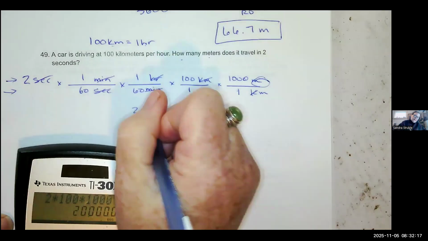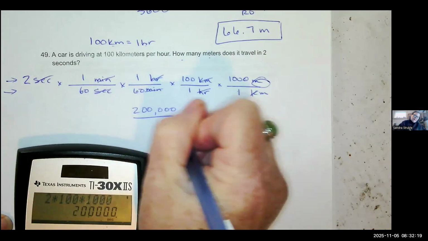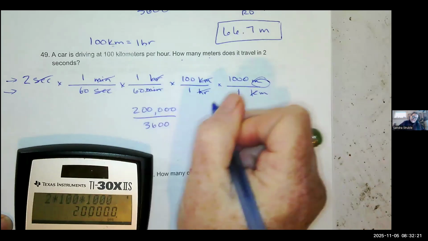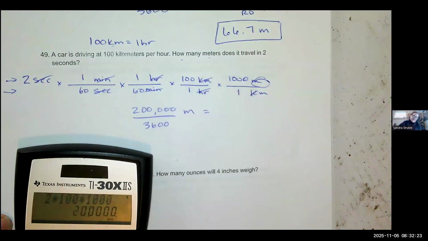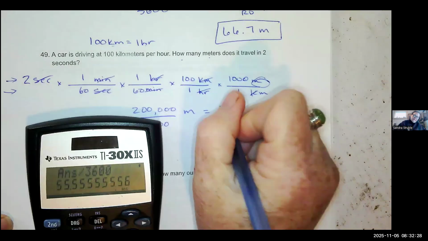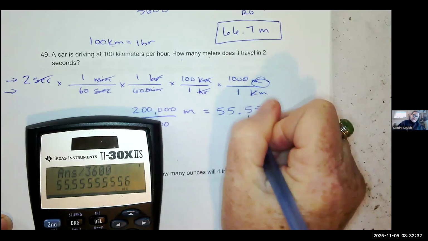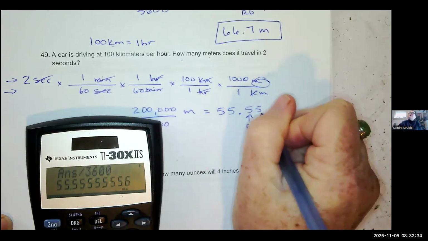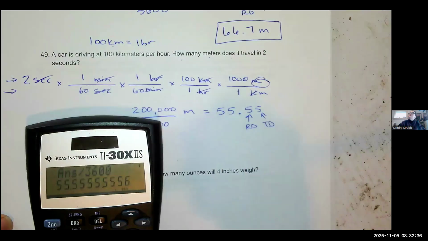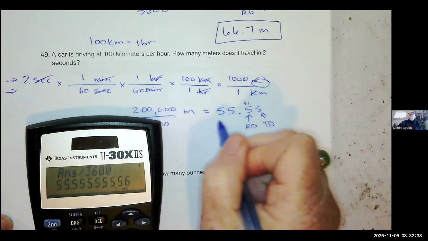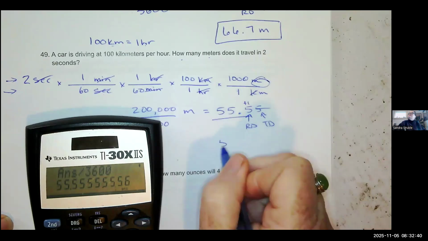divided by 3,600 again, and this is meters, is 55. We're going to round to the 10th place again. There's my rounding digit. There's my test digit. My test digit is 5, so I'm going to be adding 1 to my rounding digit. So 55.6 meters.